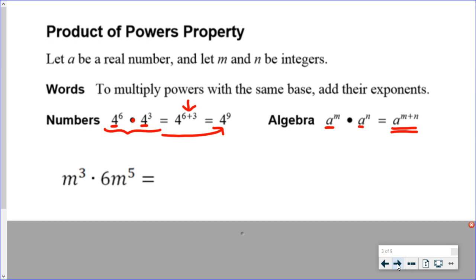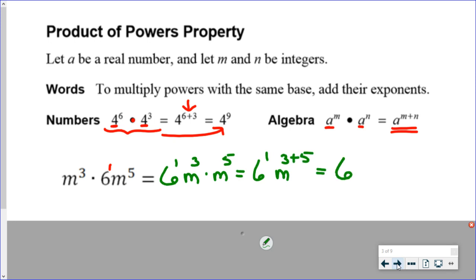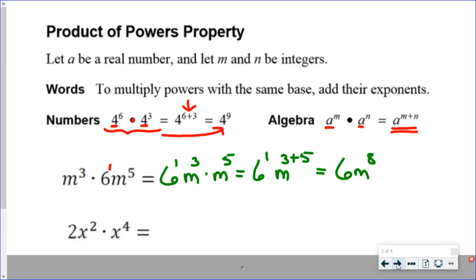Okay, so think about this. Coefficients are the big numbers out front. Those also can have exponents. We're going to put those out front. So 6 comes out front. Then, if you want to put a 1 there, you still have that m to the power of 3 times m to the power of 5. So that just means 6 to the power of 1, and then add the exponents. So my final answer would be 6m to the 8th. Okay, you might want to write that down.